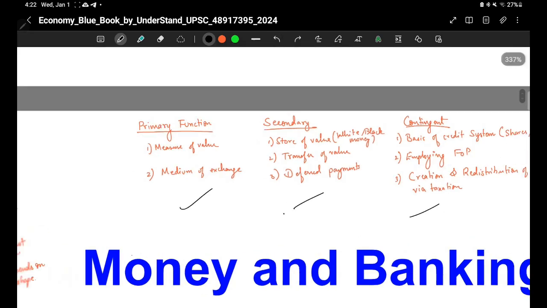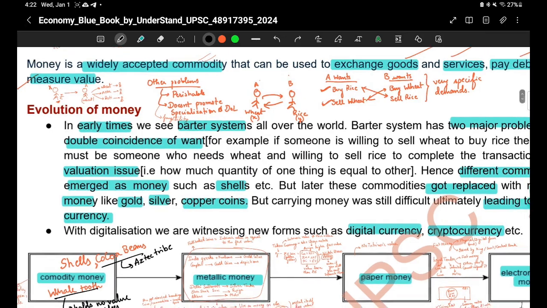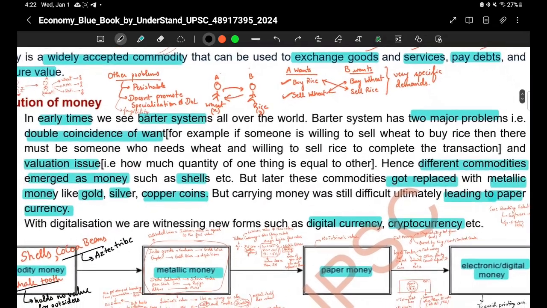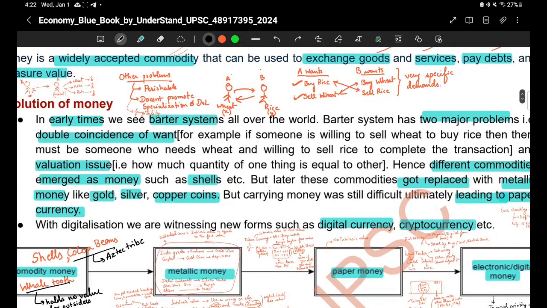Okay, now we will go to the evolution of money. In earlier times, we see the barter system all over the world. What is this barter system? Barter system is nothing but exchange of goods and services, and there is no money involved here. That's all. But this barter system has two major problems. There are more problems also, but the two major ones are double coincidence of wants and valuation issue.